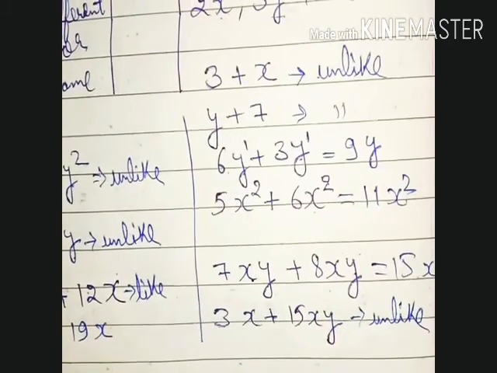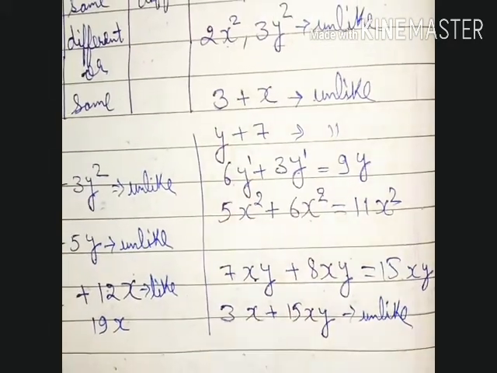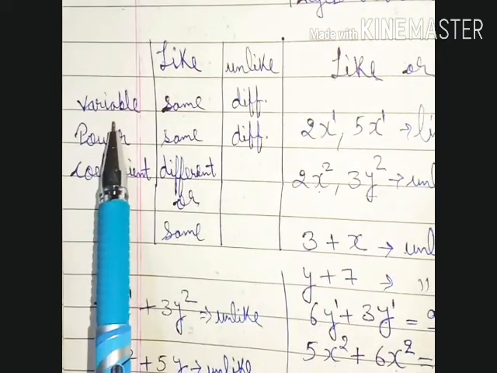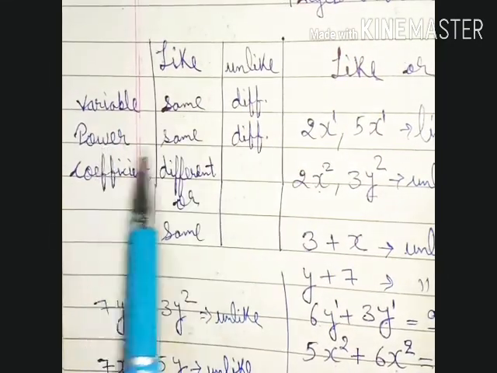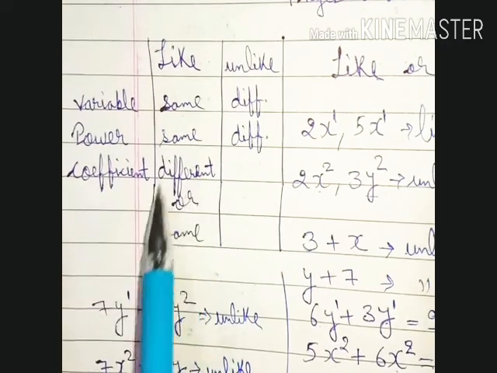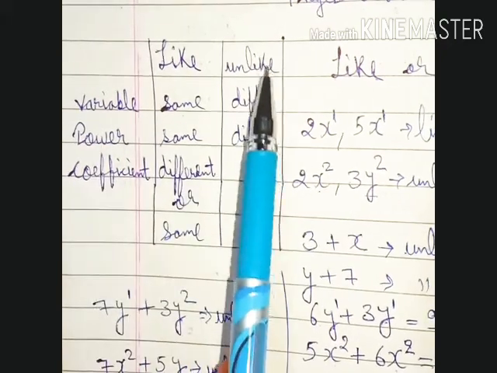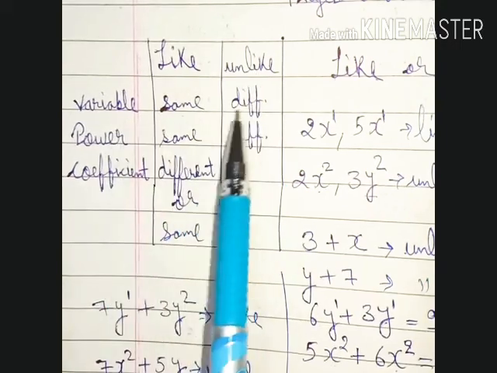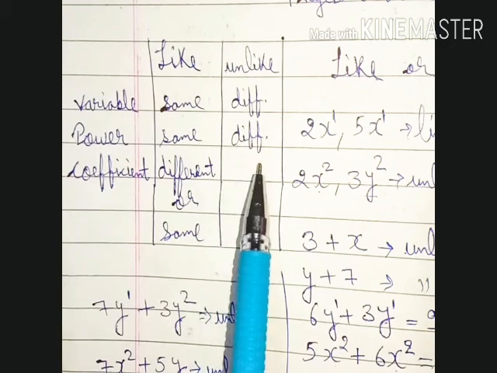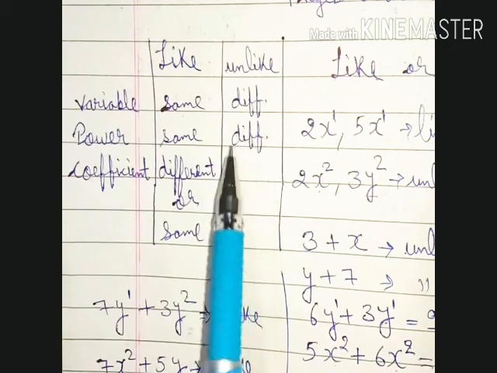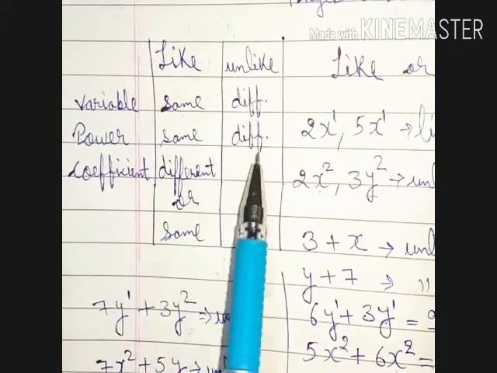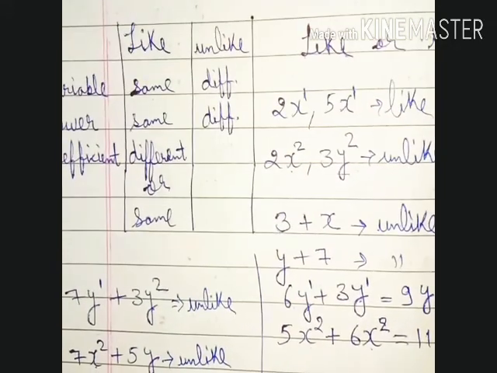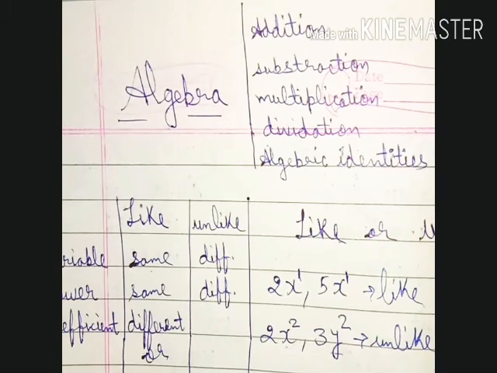That's all the difference between like and unlike. The condition for like terms is that the variable must be the same, the power must be the same, and the coefficient may be different. For unlike, if the variables are different then the powers may be different or the same. We don't need to check. If the variables are different then the two terms are unlike. That's all about today's class.